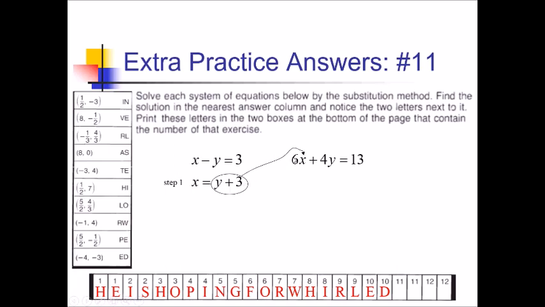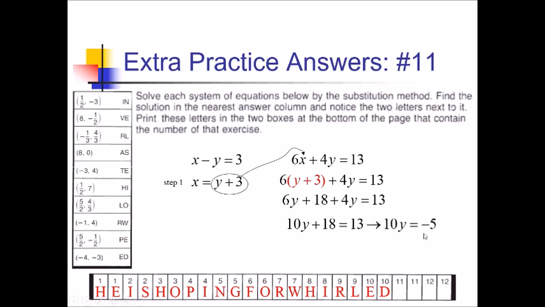So now instead of writing 6x, I can write 6 parentheses y plus 3 plus 4y equals 13. Distributing my 6 to simplify the left side, I've got 6y plus 18, and then the rest of this stuff is unchanged. Combining like terms, we've got 6y and 4y. That's going to be 10y. And then I can subtract the 18 from both sides. So 13 minus 18 is negative 5.